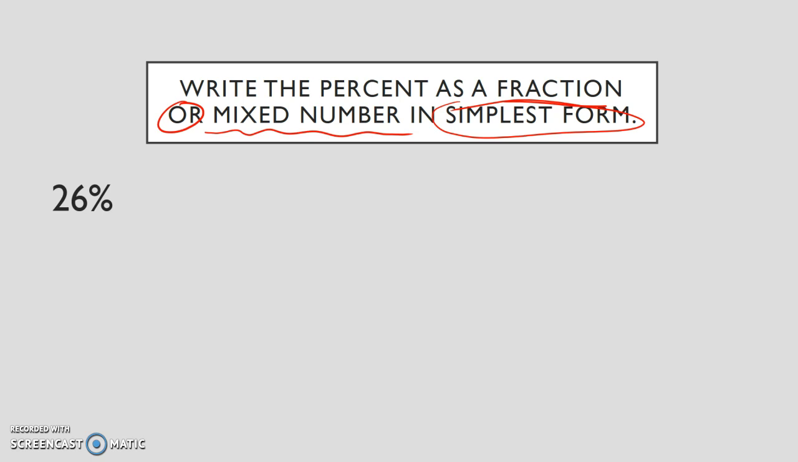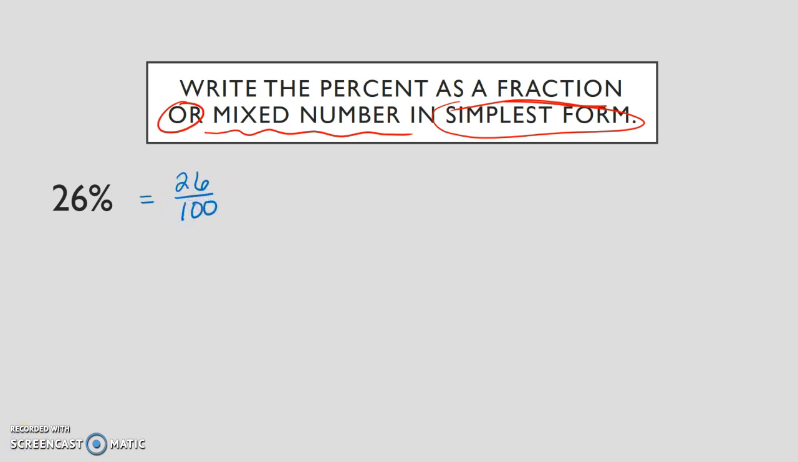We've got 26%. So the thing we have to remember about percents is that they are always out of 100. No matter what, it doesn't matter how big or small the percent is, it's always going to be out of 100. So that's our first step. We're going to take that 26%, put it out of 100.